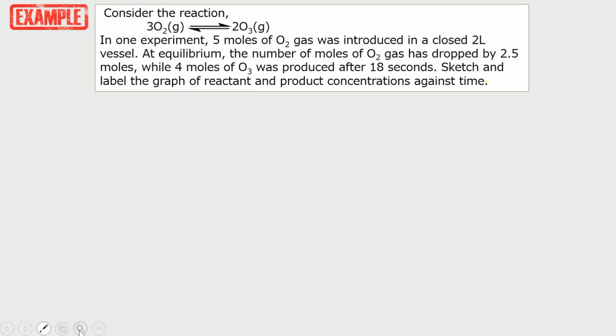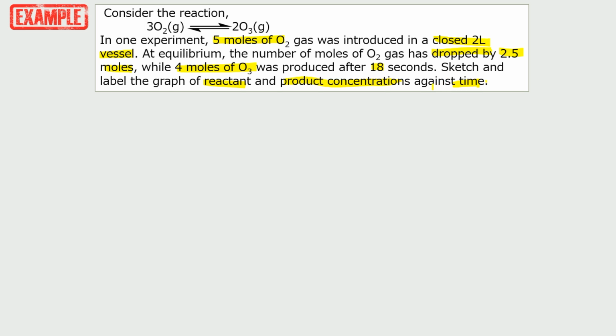Alright, so I have one question here that we can try. Consider 3 moles of O2 producing 2 moles of O3, ozone gas. In one experiment, 5 moles of O2 was introduced into a closed 2 litre vessel. At equilibrium, the number of moles of O2 has dropped by 2.5 moles, while 4 moles of O3 was produced after 18 seconds. Sketch and label a graph of reactant and product concentration against time.